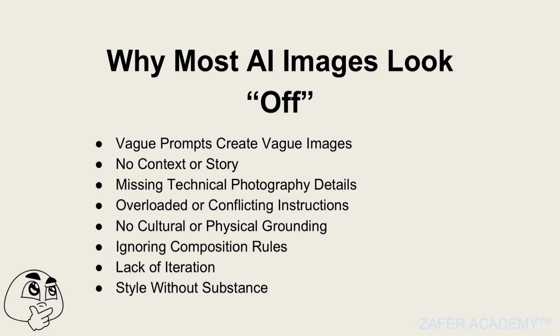The next thing is overloaded or conflicting instructions. You cannot give instructions to an AI agent to produce an image where the instructions are overlapping or overloaded. For example, you tell the AI agent to generate an image of a zebra, and then in the same prompt you say that the zebra has to be flying, right?